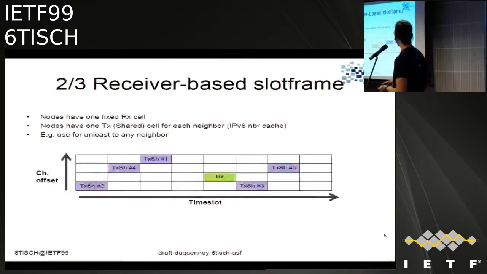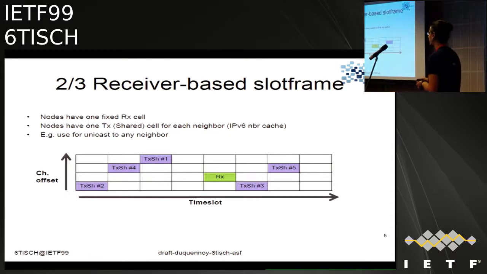The second one is the receiver-based slotframe, which is used for unicast communication. In that one, the nodes have one static receive slot, that's why it's called receiver-based. They have one static receive slot, here the green one, at a channel offset and time offset based on the hash of the MAC address of the node. And then for each neighbor, which is known by the 6LoWPAN ND neighbor cache, you compute the hash of the MAC, and that gives you coordinates in X and Y for a transmit shared slot to that neighbor.